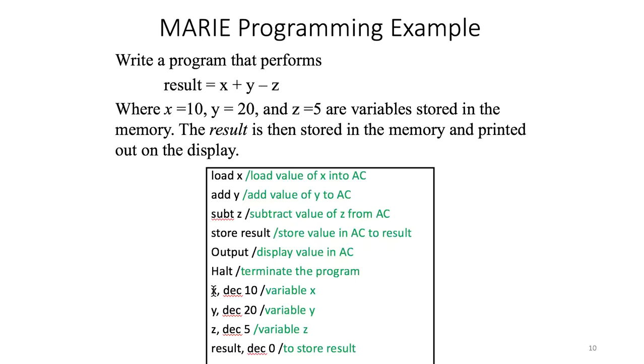So we also have the declaration of the variables. We have x with the type decimal equal to 10, the y variable with the type decimal equal to 20, and z with the type decimal equal to 5, and result with the type decimal equal to 0. So these are all of the commands we need to write a program that performs the addition of variables x plus y and subtracts z, and the result is stored into result.